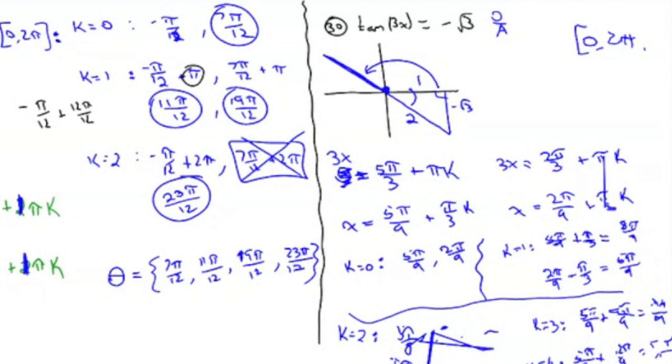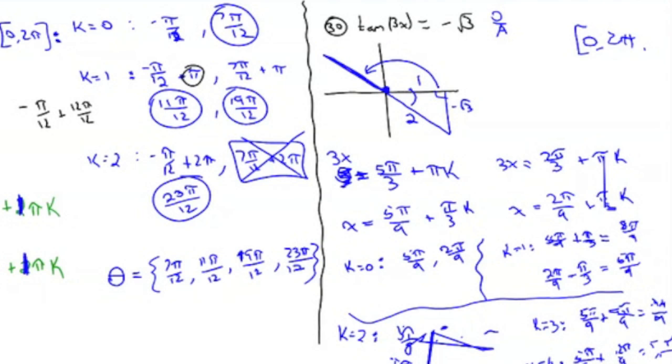So the next one would be k equals 5, and I don't think this one's going to work. It won't, because you're 1 pi away, 5 pi over 3. 5 pi over 9 plus 15 pi over 9 would make it 20 pi over 9.